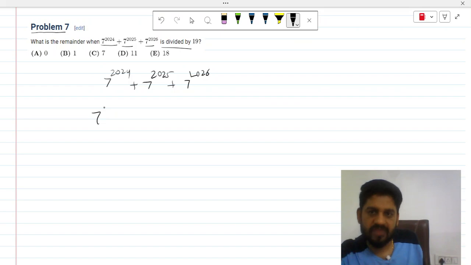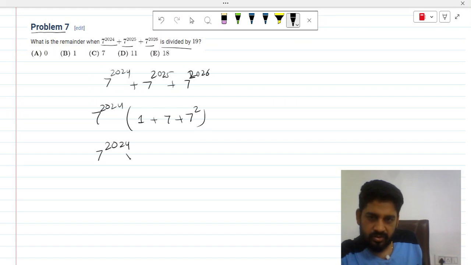So 7 to the power 2024 can be taken common, very easy. So it will become 1, 7 plus 7 square. Very obvious. So it becomes 7 to the power 2024 multiplied by 1 plus 7 plus 49. So 49 plus 8 is 57. Now what you can do, you can break, because obviously it is not divisible by 7, so remainder cannot be 7. When it is divided by 19, what is the remainder?